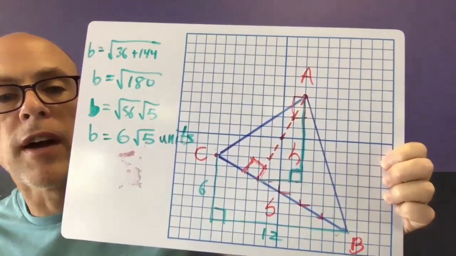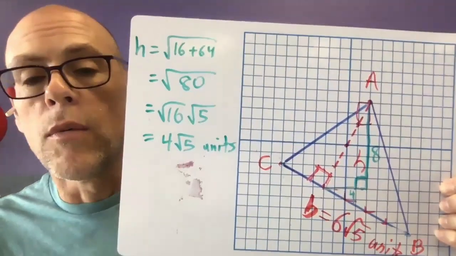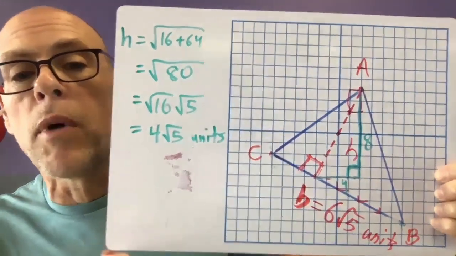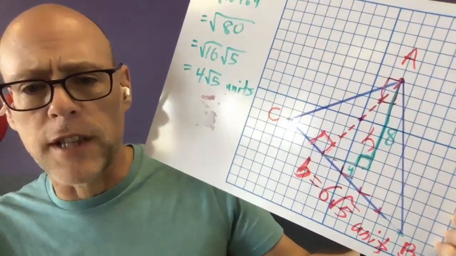Don't forget to simplify your answer. Did you get 4 times the square root of 5 units? Don't be ashamed to pause the video and make sure that you understand the math. So let's summarize what we know. We know that the base is 6 times the square root of 5 units, and the height is 4 times the square root of 5 units.